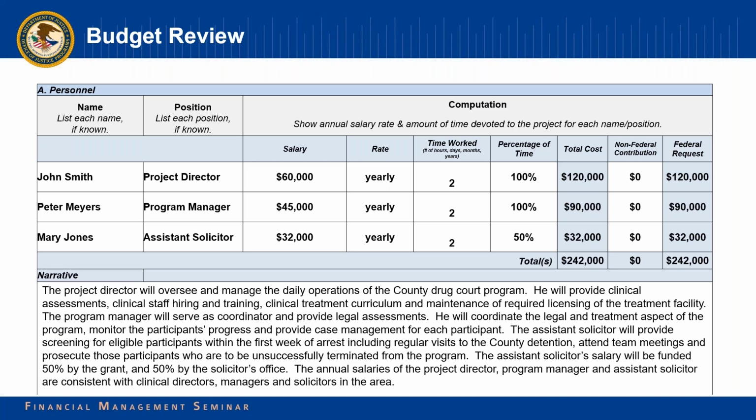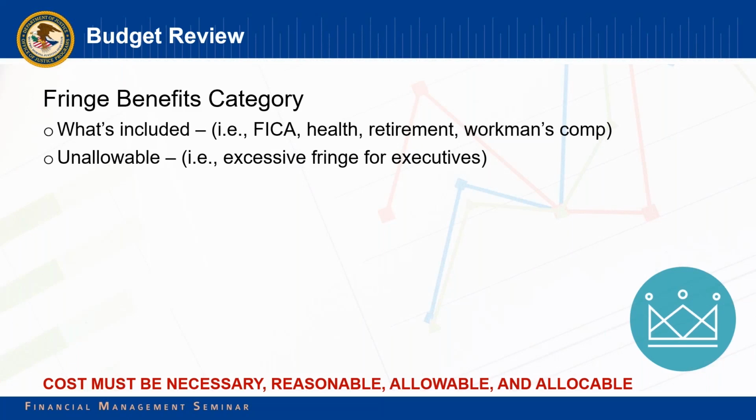So the next budget category we're going to talk about are fringe benefits. Now, for fringe benefits, the first thing I want to tell you is that they should be for all of those individuals that you had listed in the personnel category. So for fringe benefits, they usually include items such as FICA, life insurance, health insurance, retirement, workman's compensation, etc. And again, costs must be necessary, reasonable, allowable, and allocable to your grant program. Next slide, please.